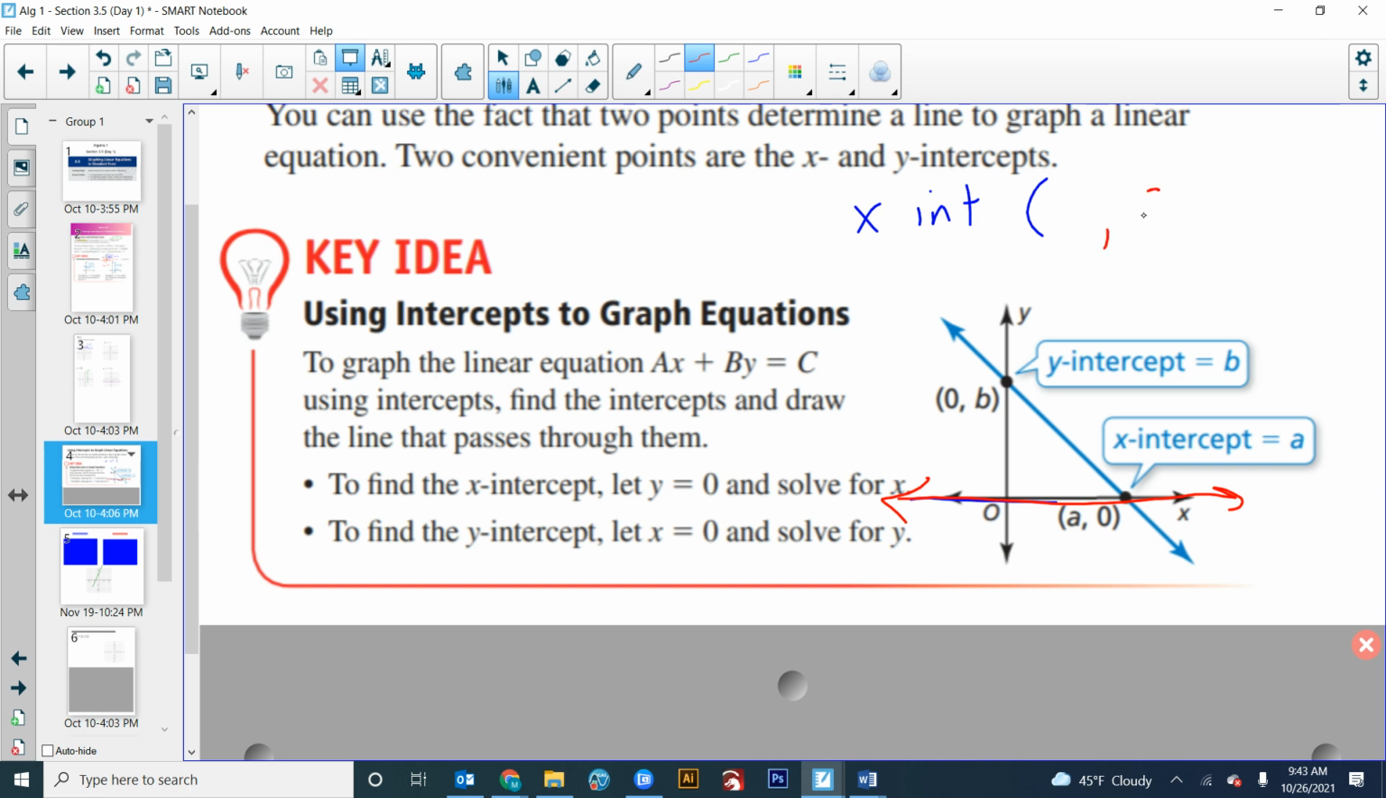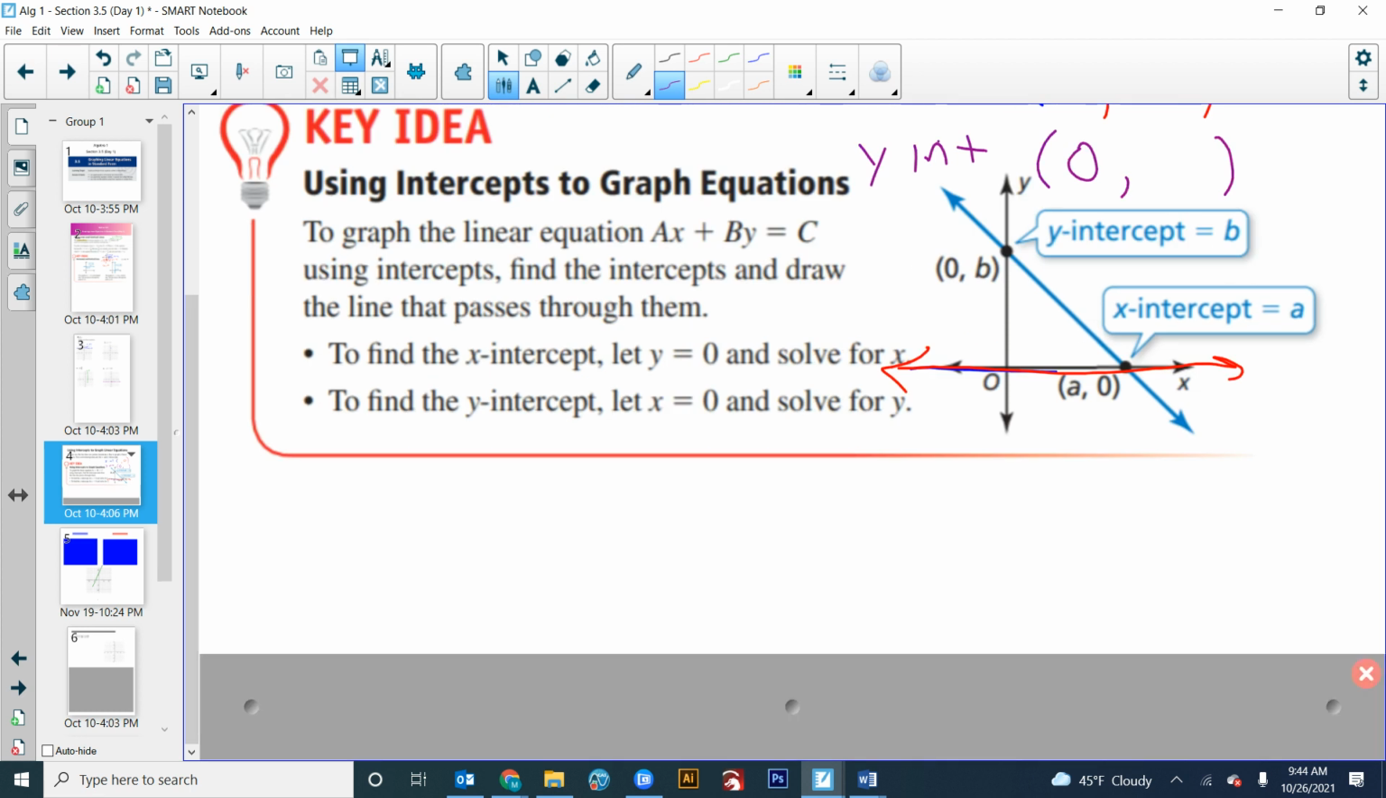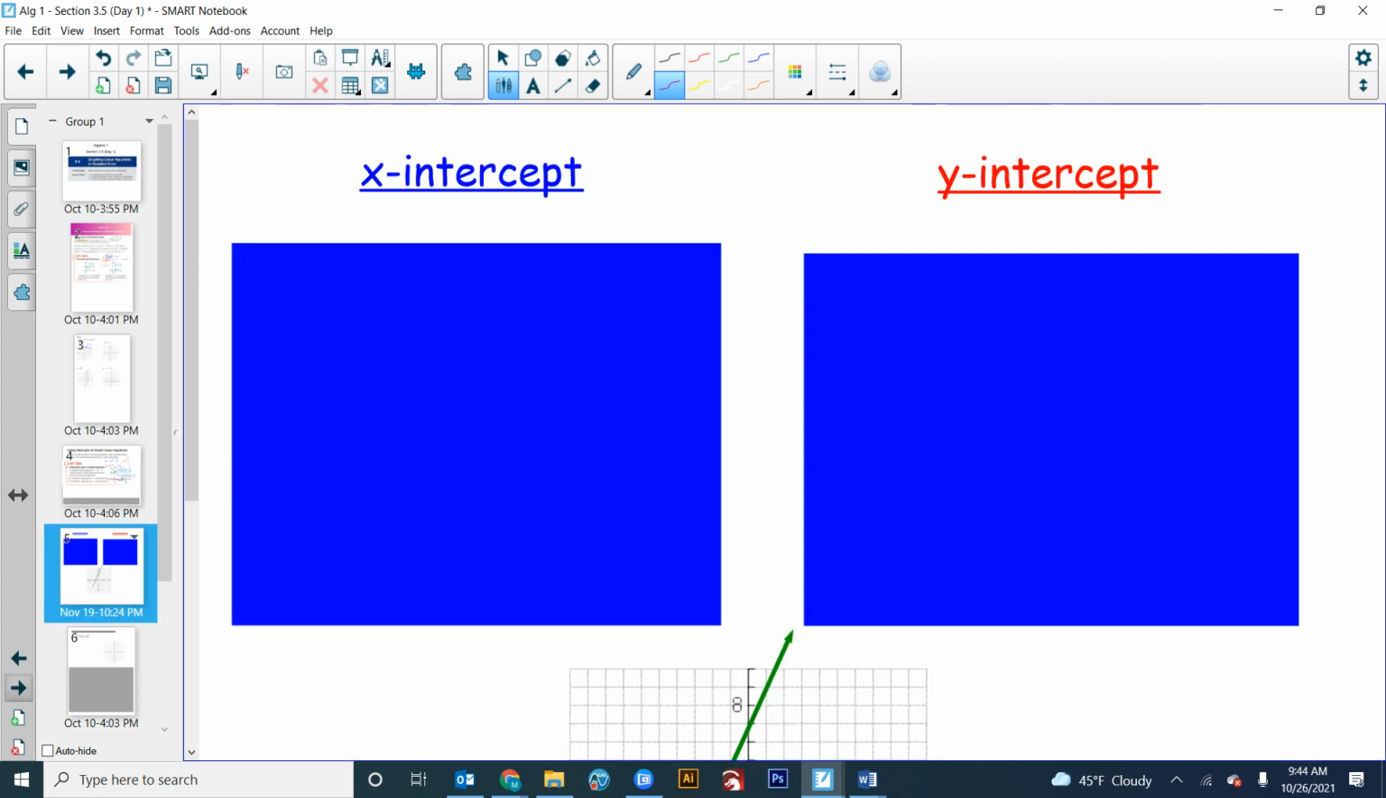All right, guys. I know on the x-axis, my y has a value of 0. And for my y-intercept, what has a value of 0? I know that to be true, and that's going to help us with what we're going to do next. Is everybody good? That's kind of what it says right here. But let's put it in practice. It's a lot easier seeing it.